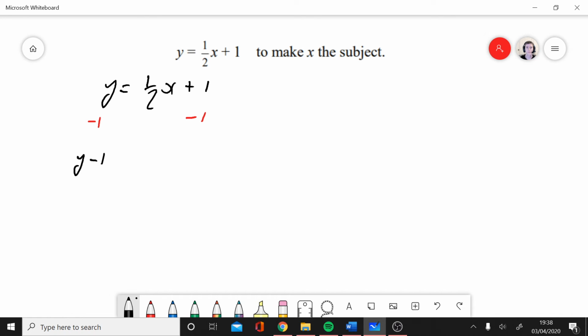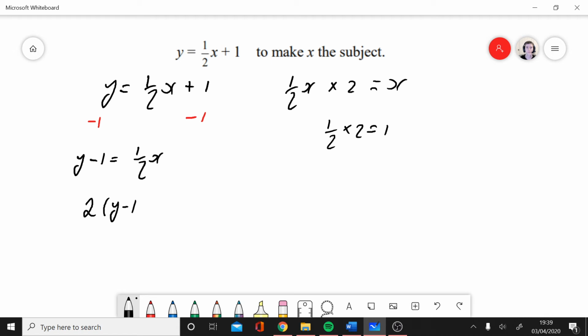So we get Y minus 1 is equal to a half X, because 1 take away 1 is just 0. Now, because we have a half X, in order to make it just X, we're going to multiply by 2, because a half times 2 is just equal to 1. So a half X times 2 is just X. So we multiply both sides by 2, and we end up with 2 lots of Y minus 1 being equal to X.